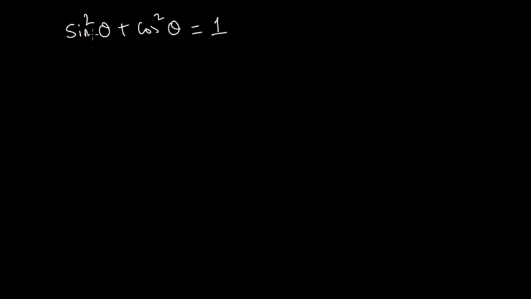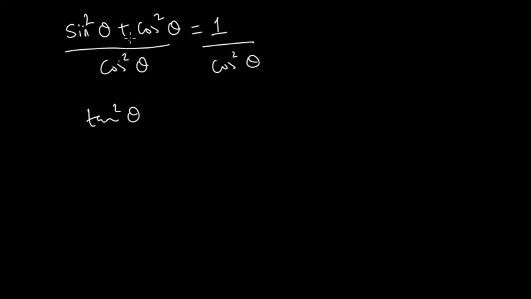From here we can also prove two more formulas by dividing by cos square theta on both sides. So sine by cos is nothing but tan square theta, and cos square by cos square is 1, right? So 1 plus tan square theta is equal to sec square theta, right?